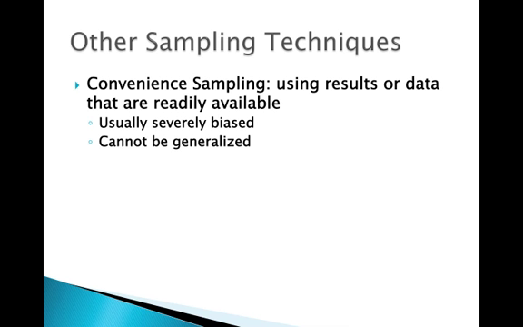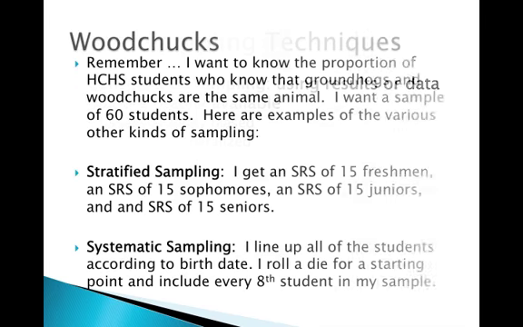A convenience sample, this is not necessarily a good sample because it doesn't really use randomness at all. The problem is that there's not really a larger population to generalize to. This is using results or data that are readily available, that are just convenient for you. And they're usually severely biased, and you can't generalize to a larger population.